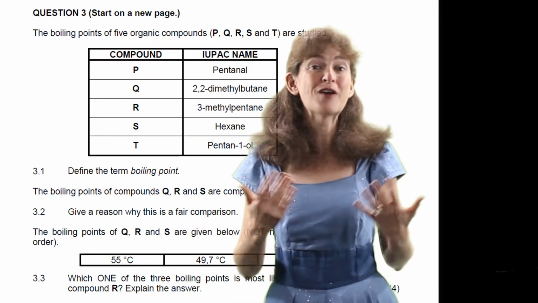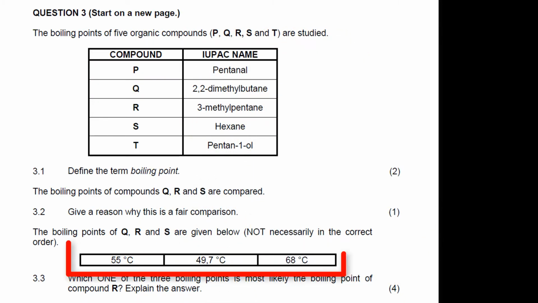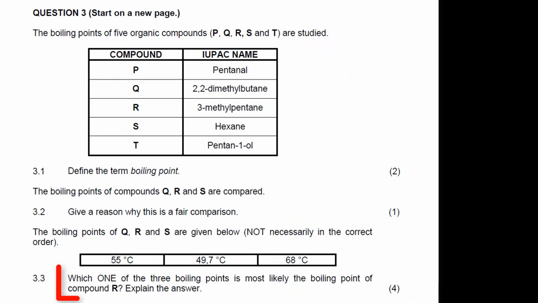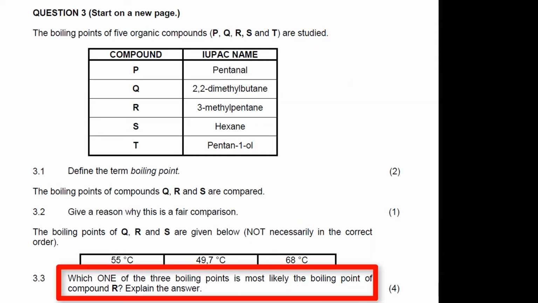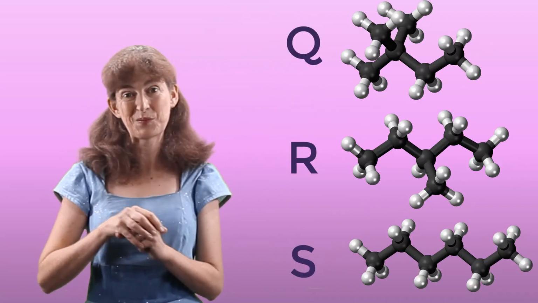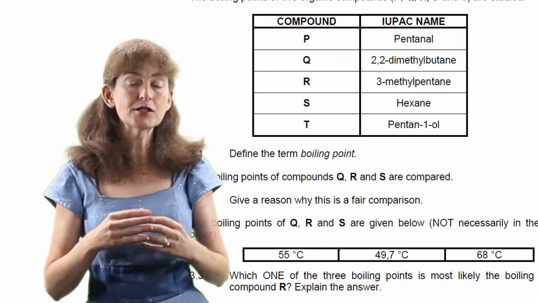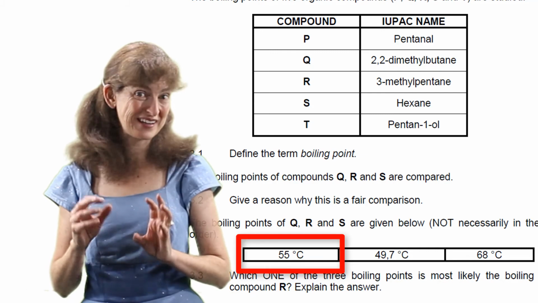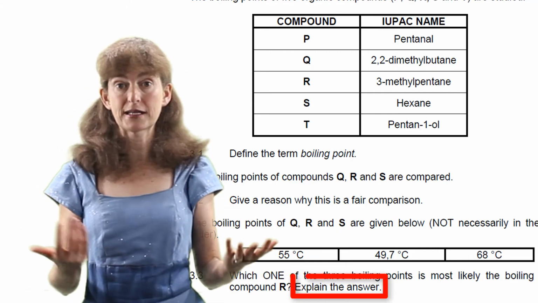And that is relevant for answering the next question, because we're given a list of boiling point temperatures, and one matches each of the compounds Q, R, and S. And we have to say which one matches R. We could actually just say which one matches which. Now we know that R is the medium branched substance, and so it will correspond to the medium boiling point temperature. We're asked then to explain why.